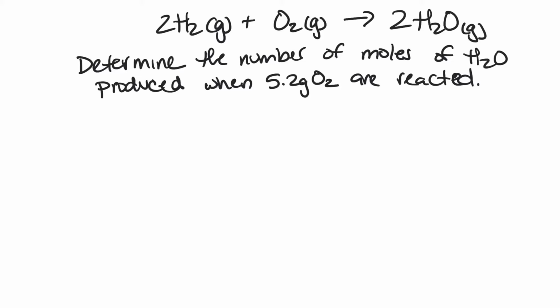Okay, and so here is now your mathematical equation to answer this problem. So it's 5.2 divided by 32 times 2 divided by 1, and what you'll get is 0.325 moles of H2O, and that's the final answer for this problem.